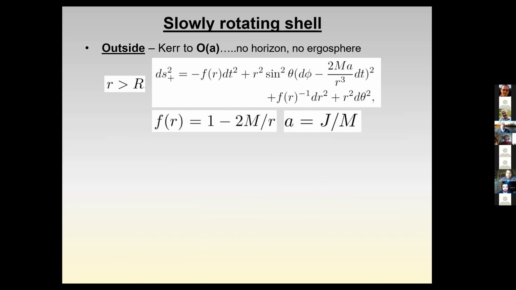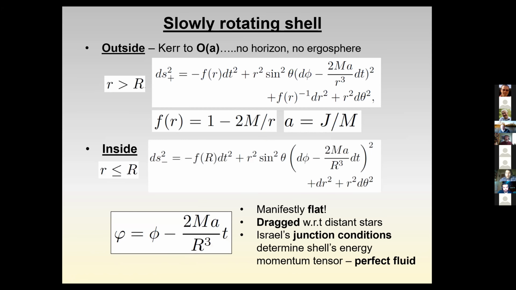That's outside of the shell, and of course it solves the vacuum Einstein equations to linear order in a. Then inside, I will match the outside spacetime to the inside one, which is over here. If you look at the induced metric on the shell, where small r equals capital R, the two metrics of course match. But there will be a jump in the extrinsic curvatures of the two metrics, and this will be related by the junction conditions to the energy momentum of the shell.